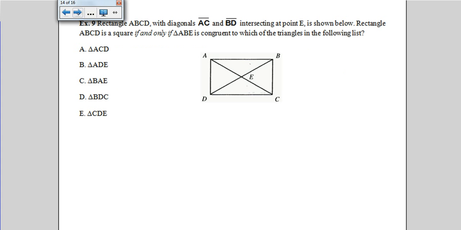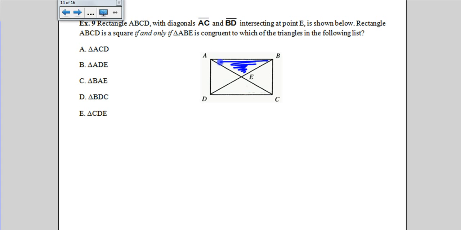So this problem is actually really tricky. And ironically, it's tricky because they gave you a picture that's a little misleading. So we have a rectangle, ABCD, with diagonals AC and BD intersecting at point E in the middle. This rectangle is a square if and only if triangle ABE, I'm going to go ahead and color him in, is congruent to which of the following triangles?